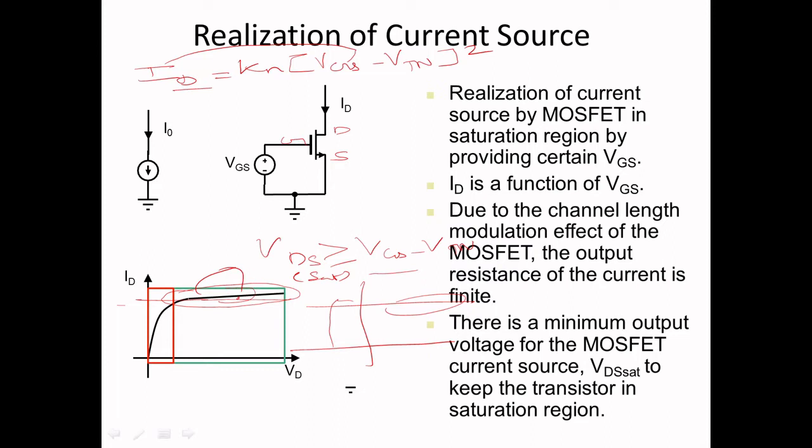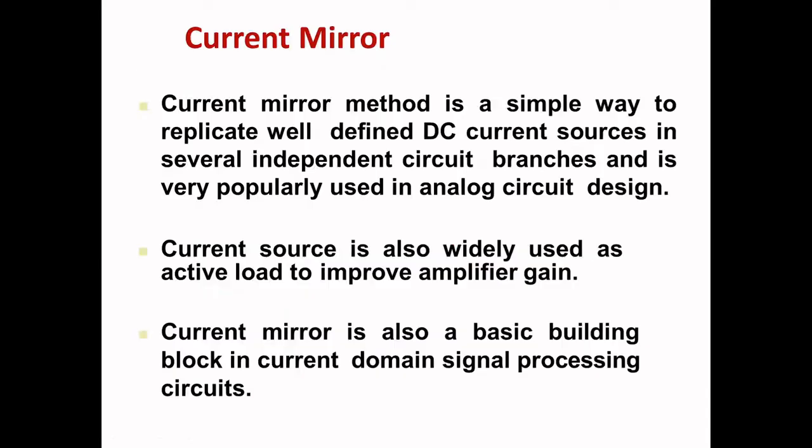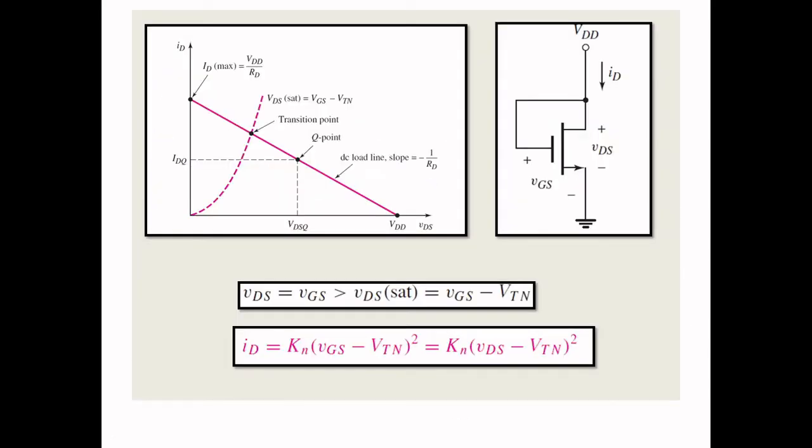How? I want to short your gate and drain. If you short the gate and drain, what happens? Gate is your VGS, so VDS will be equal to VGS. You know that the drain current and VGS.